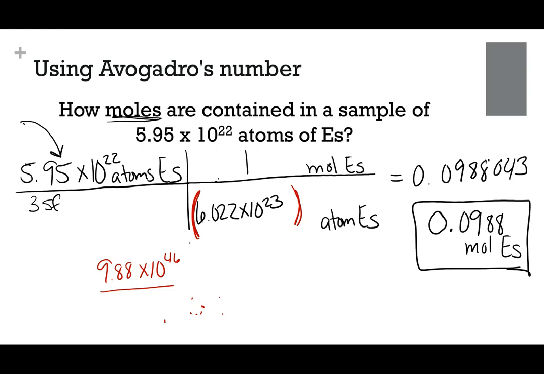If you do not put it into parentheses, your not so smart calculator will take 5.95 times 10 to the 22nd divided by 6.022, then it'll multiply times 10 to the 23rd. So it'll add the exponents instead of subtracting the exponents. So it's just your calculator just didn't do the steps in the right order. So if you got a number like this, just make sure that you kill it with parentheses as you type it in.